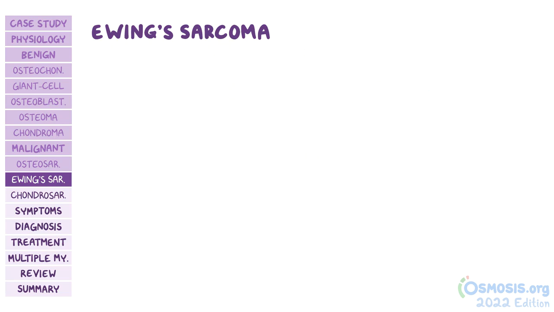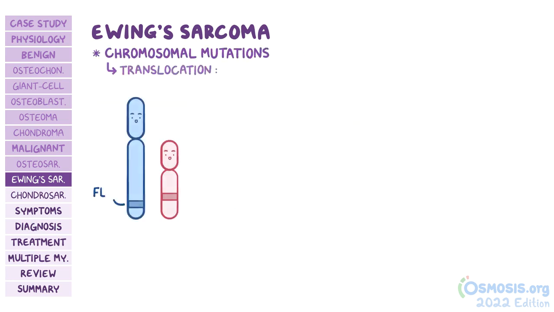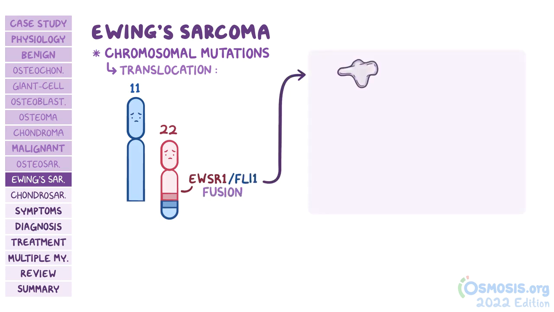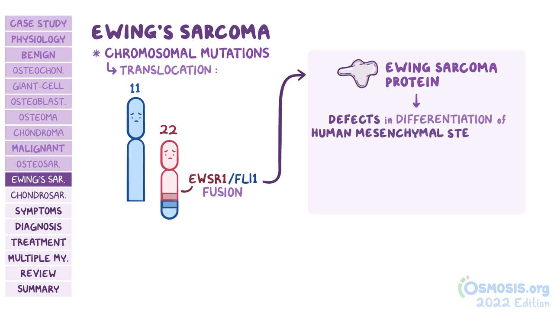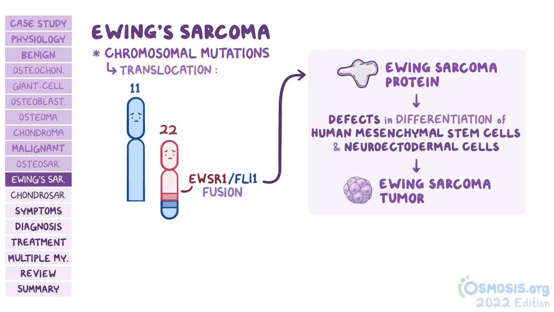Ewing's sarcoma is associated with chromosomal mutations, specifically a translocation between the FLI1 gene on chromosome 11 and the EWSR1 gene on chromosome 22. The EWSR1-FLI1 fusion results in the expression of an abnormal protein called the EWSR1-FLI1 fusion protein, or simply the Ewing sarcoma protein. This protein causes defects in the differentiation process of human mesenchymal stem cells and neuroectodermal cells, resulting in Ewing sarcoma tumor cells.